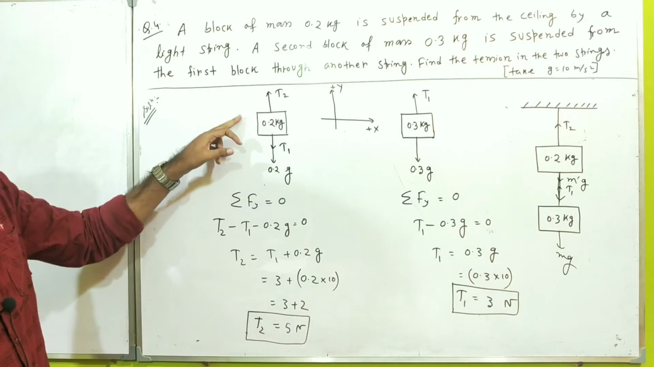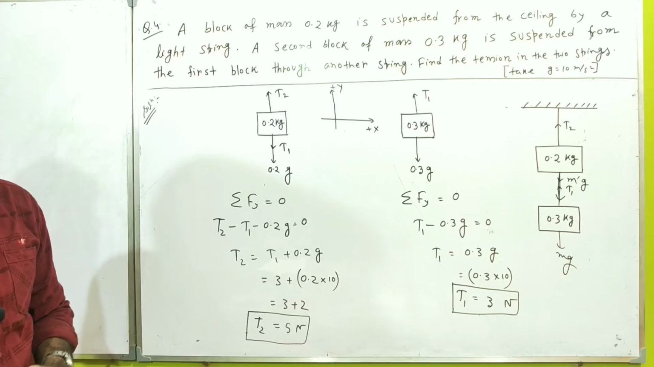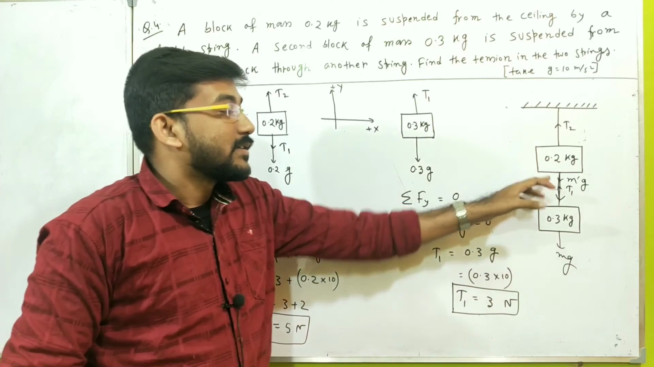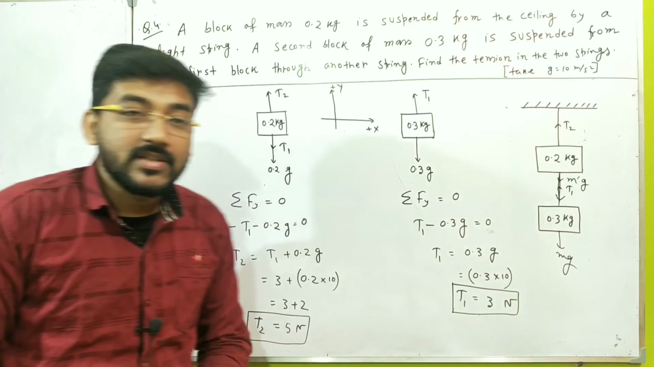So here in the free body diagram I have shown that T2 is in upward direction and T1 is in downward direction, and in addition to that there is another force m dash g, and here m dash is nothing but 0.2 multiplied by g.